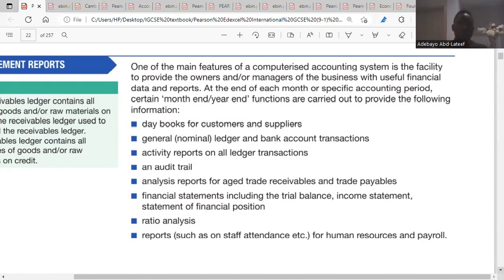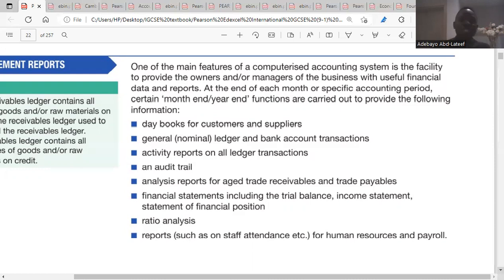If your customers tell you that they will be paying you in the next 15 days, at the end of that 15 days, it becomes aged trade receivables. Do you understand? Aged trade receivables means that these customers are due to pay your invoice. Aged trade payables means that you are due to pay those suppliers that you bought from on credit.